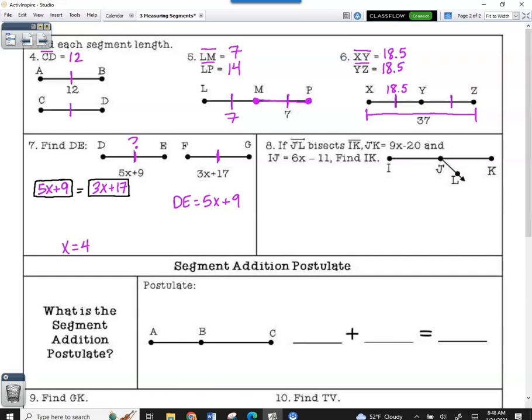When you get x equals 4, what do you do with it? Yeah, you got to plug it in, which is why this little thing is helpful over here, because it lets me know, hey, your work's not done. You got to do something with the 4, because the goal was the length of DE. Did you get 29? Get 29?